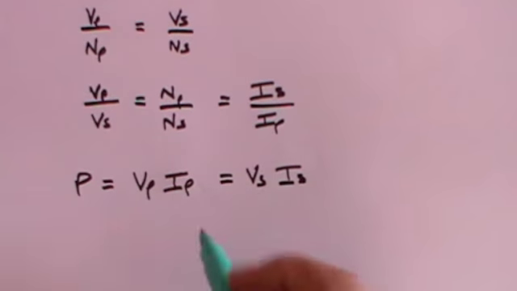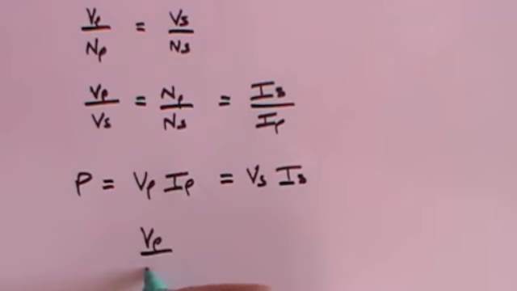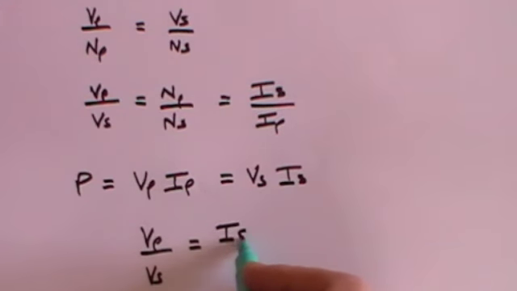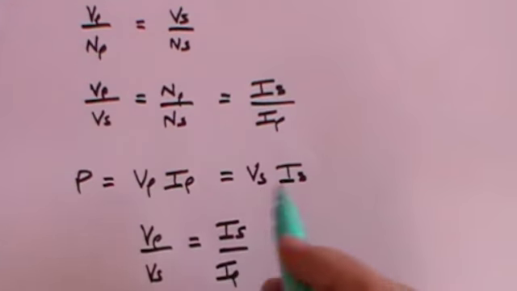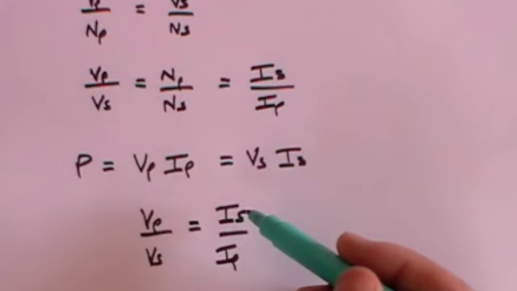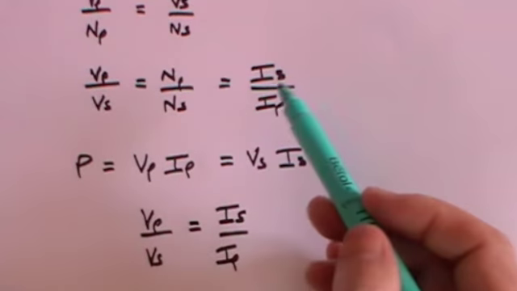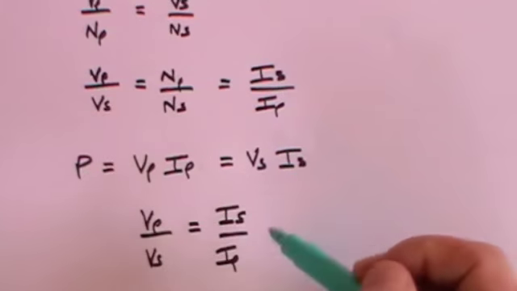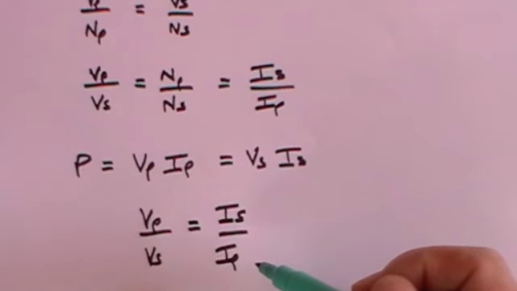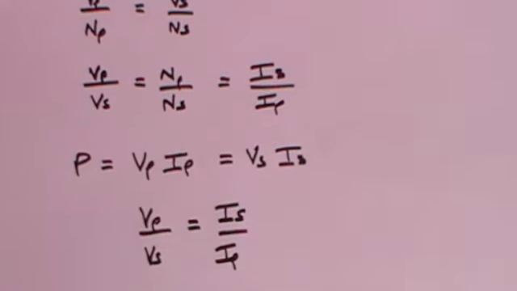And if that's the case, then you can see that VP divided by VS is equal to IS divided by IP. P on the top, S on the bottom, S on the top, P on the bottom, which is what we've got here. And that's the way in which power remains constant. And that's assuming you get 100% power conservation, which you won't, because inevitably you'll get some heat loss in the transformer. How do we manufacture a transformer?